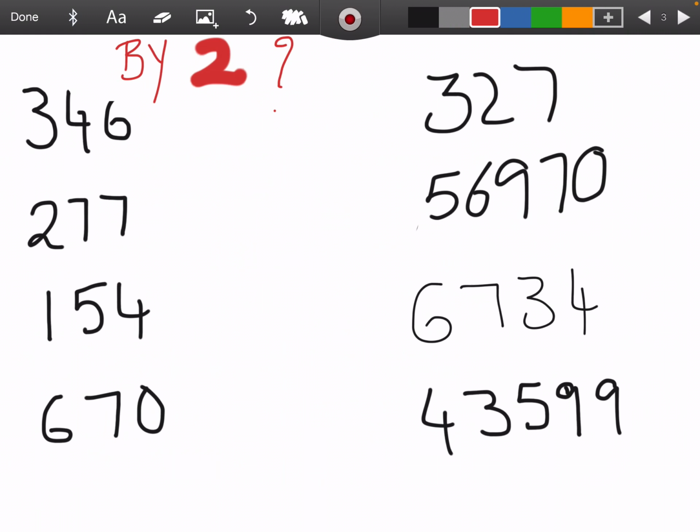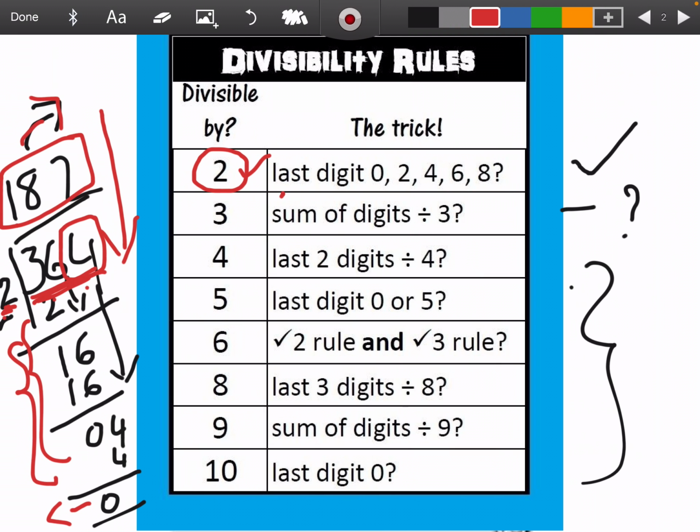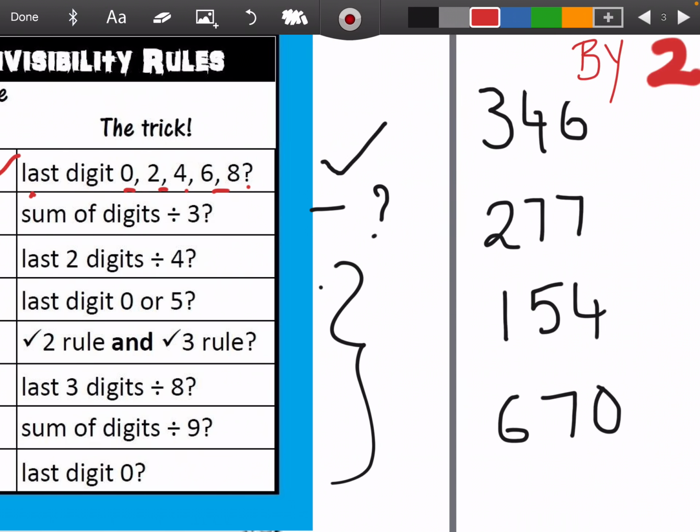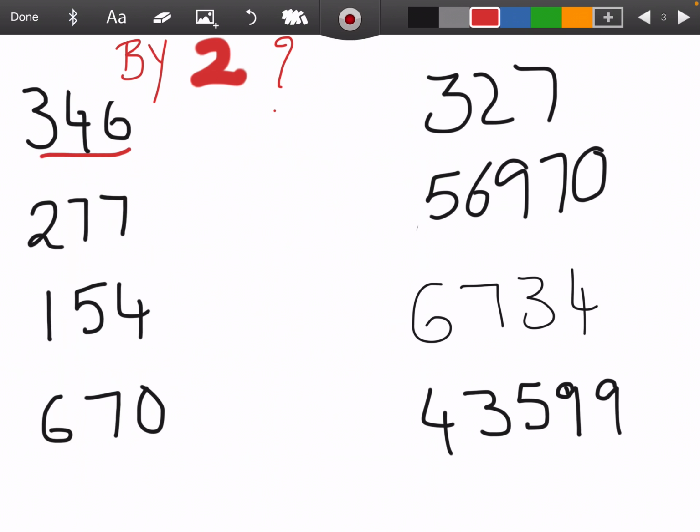So here are a few numbers on the screen, and I would like to see if each of these numbers is divisible by 2. So what is my simple trick for divisibility by 2? The last digit should be 0, 2, 4, 6 or 8. Let's see. The first number is 346. My last digit is 6, so it is divisible by 2. The next number is 277, and the digit in the ones place is 7. 7 is not divisible by 2, so the whole number 277 is not divisible by 2.